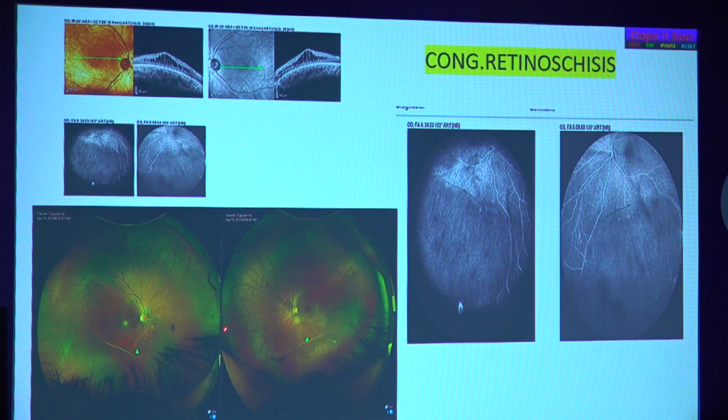Then this is a congenital retinoschisis. You can see this one. There were inner layer breaks, large wide breaks, and just out of curiosity we did the angiography, and you see that there are no blood vessels at all in those areas.